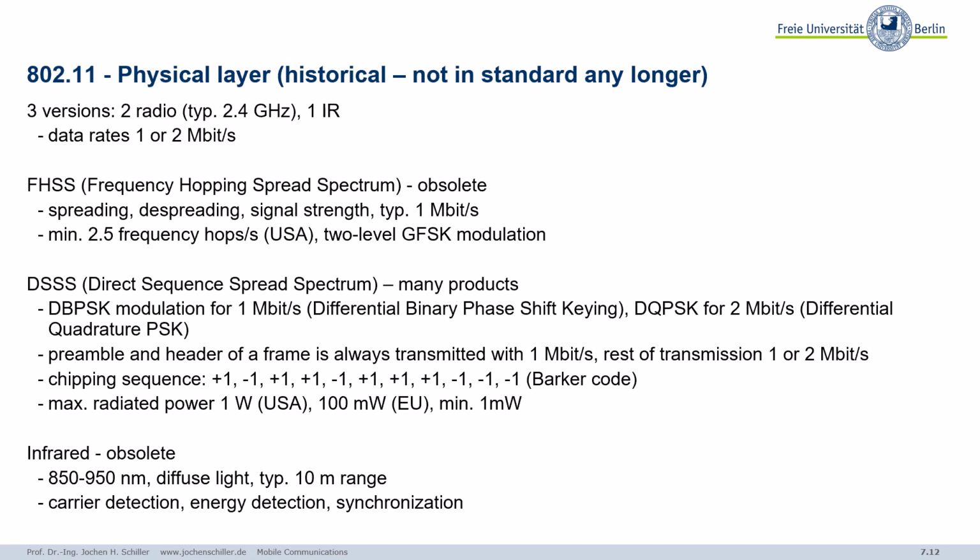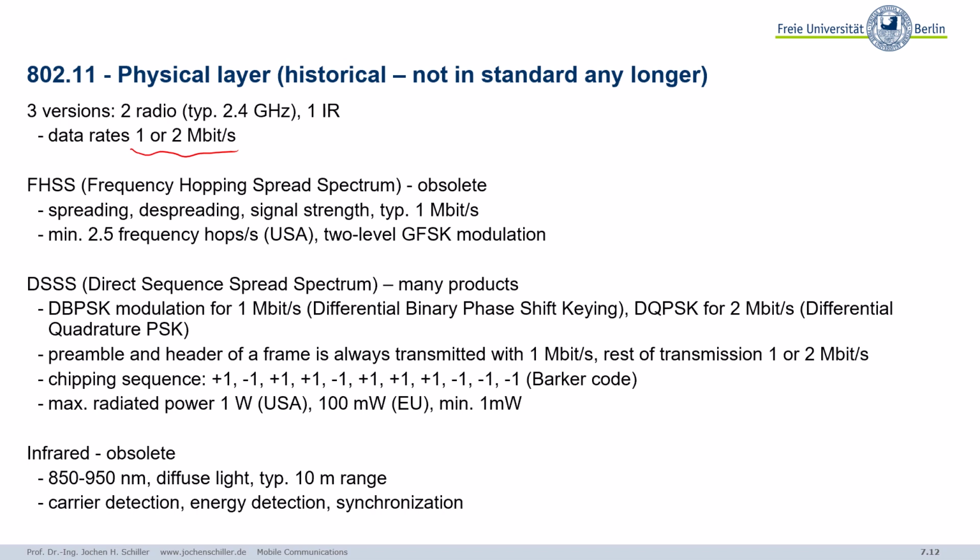Now let's start with the physical layer, and here, rather as a historical side note, it's not in the standard any longer. The physical layer of the early days of 802.11 had 3 versions: 2 radio, 1 infrared, with, from today's perspective, pretty low data rates, but at these times, I think that was mid-90s, that was pretty nice. So there was a frequency hopping spread spectrum, not really many products. There was an infrared version, also no products. And there was a direct sequence spread spectrum version. There we saw many products.